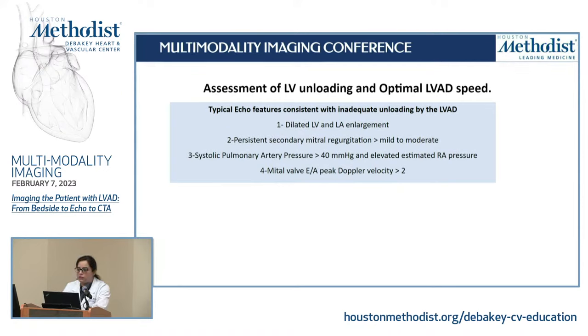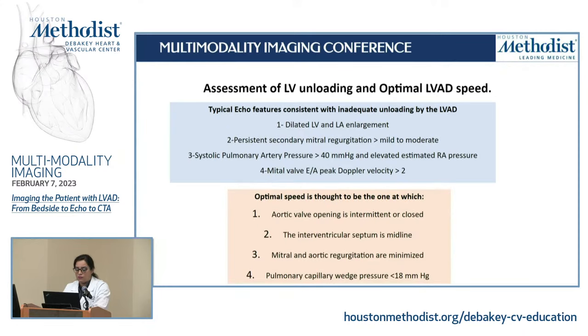If they have persistent secondary mitral regurgitation, that is also a sign that they're not appropriately unloaded. If their systolic PA pressure is greater than 40 millimeters and they have an elevated RA pressure, they could also be not unloaded. But the caveat is that the RV behaves on its own in LVAD patients, so we have to pay attention to RV parameters and right atrial pressure. If they have very high right atrial pressure, that could mean they have an impaired right ventricle. And then the mitral E/A and Doppler velocity greater than 2, that was done by Dr. Naga. I have some slides about that.